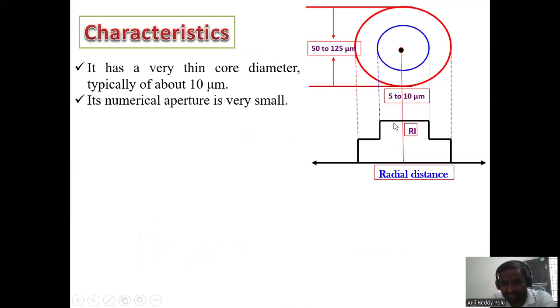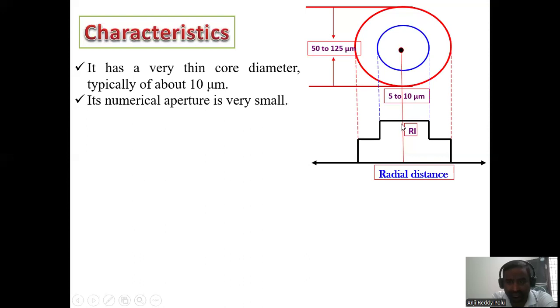See, you can check this diagram. The refractive index of core is uniform. This straight line represents the refractive index of core is uniform. And this line represents the refractive index of cladding is uniform. But when we are moving from core to cladding, that is the shape of a step. That means that suddenly changes.